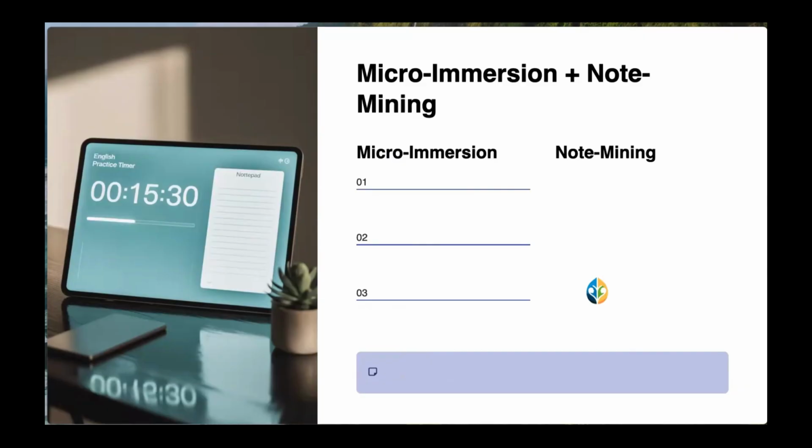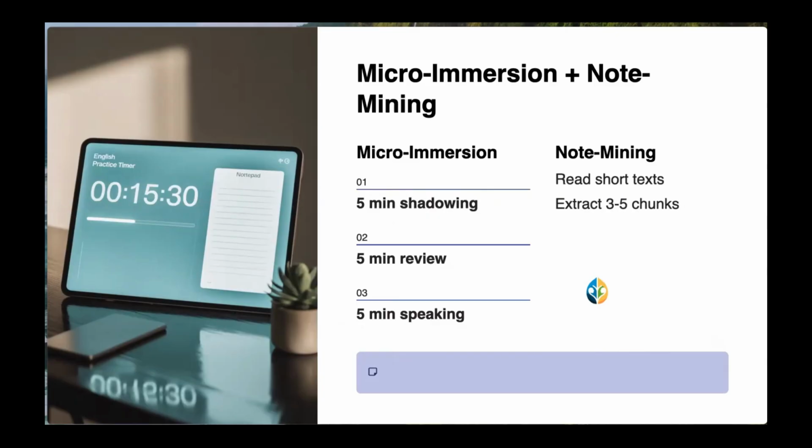So now we have micro-immersion and note mining. 5 minutes of shadowing. I already explained what that is. 5 minutes of reviewing. 5 minutes of speaking. You want to read short texts, extract 3 to 5 chunks, and use immediately. And that can certainly be as part of this 5 minute, 5 minute, 5 minute. And what are these 3 5 minutes? They actually end up being 15 minutes.